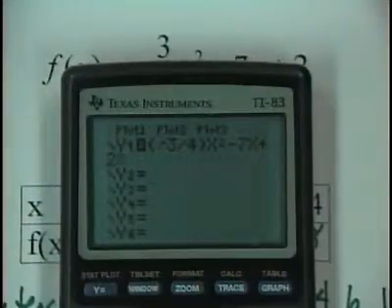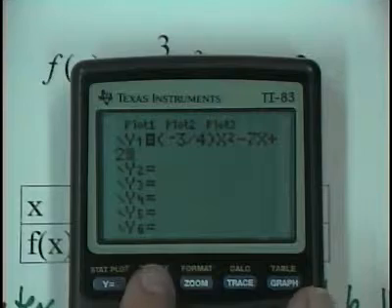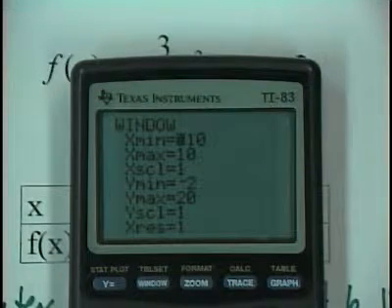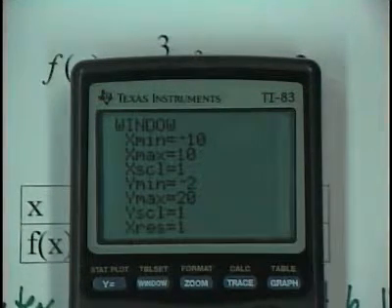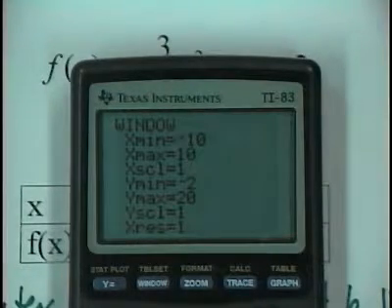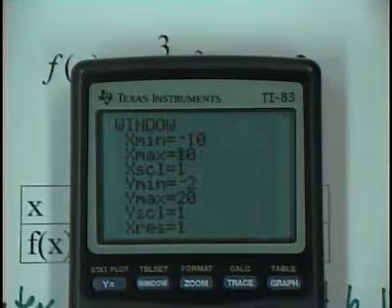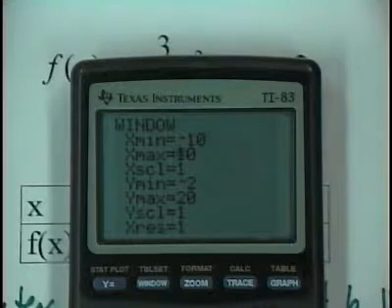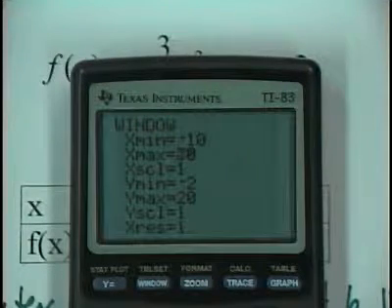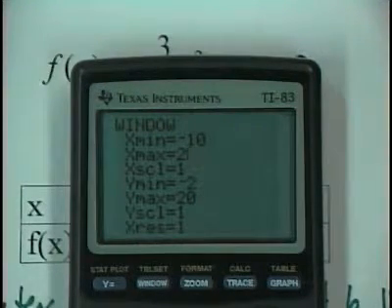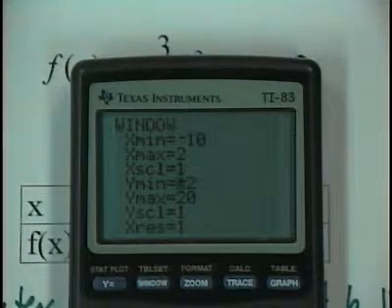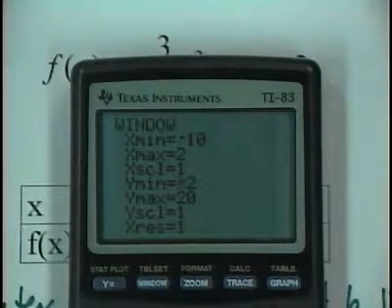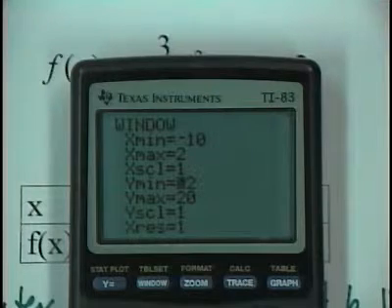And now we need to think about what kind of window we might want to use to come up with the graph. Now the table data was between negative 5 and negative 4, so an x-min of negative 10 might be okay, but we may not need an x-max of 10 if the vertex is somewhere around negative 4.6. So let's make our x-max 2, choosing a sort of arbitrary number there. A y-min of negative 2 might be okay.